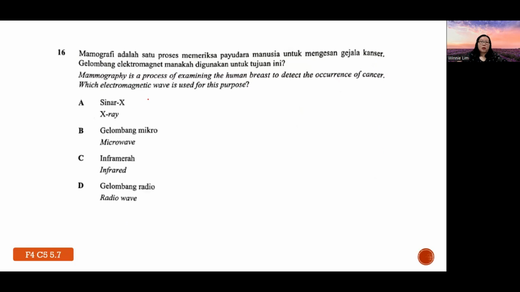Number 16, mammography is a process of examining the human breast to detect the occurrence of cancer. Which electromagnetic wave is used for this purpose? So basically, mammogram is using X-ray. They are using X-ray. Okay. Now, of course, this X-ray is radioactive lah. That's why women who are pregnant cannot undergo this examination.